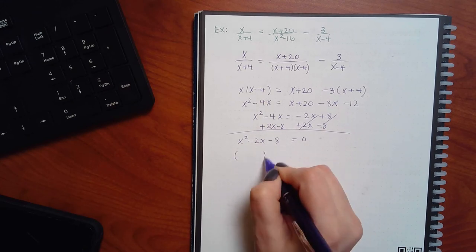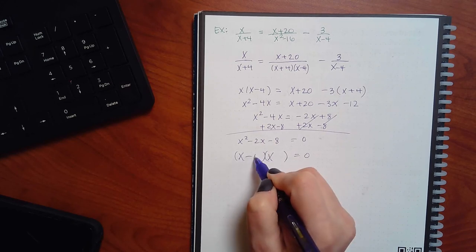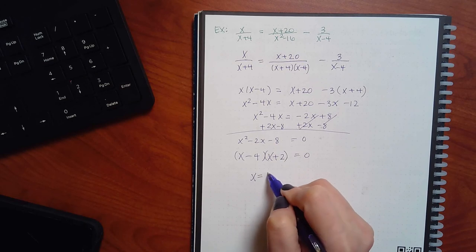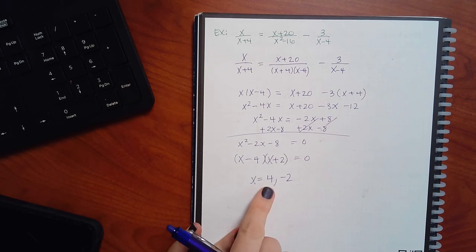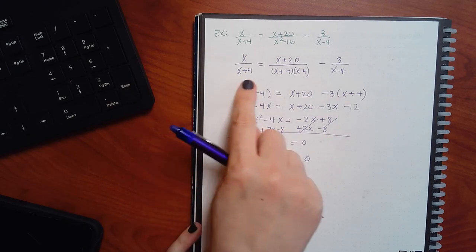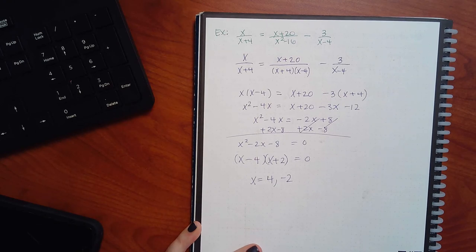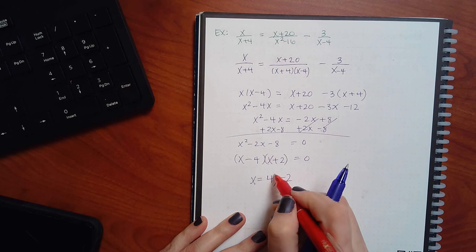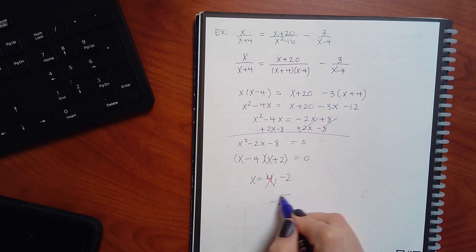Can we factor that? Minus 4, plus 2. There you go. So then we get x equal to 4 and negative 2. And then check. Does 4 make any of these denominators 0? Yes, it does. It makes that one and that one, right? So this is a bad one. What about negative 2? No, it doesn't mess with anything. So negative 2 is the only answer.